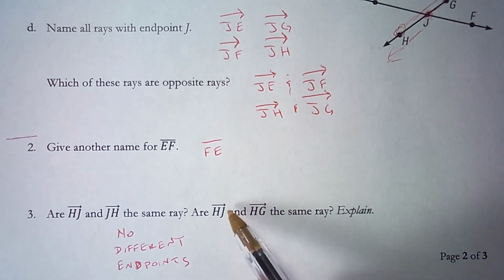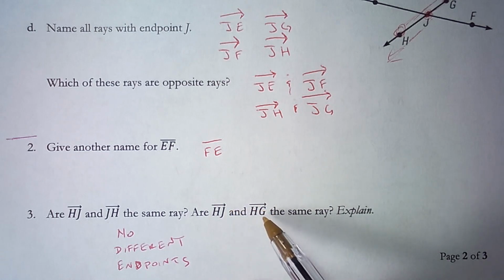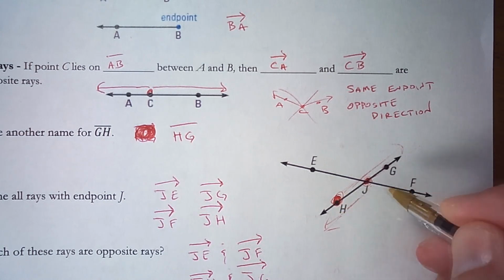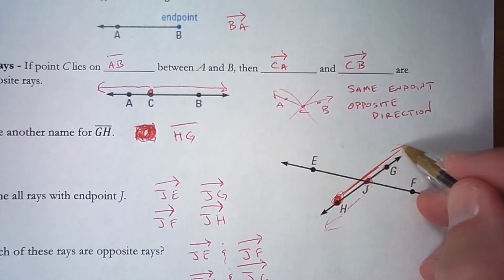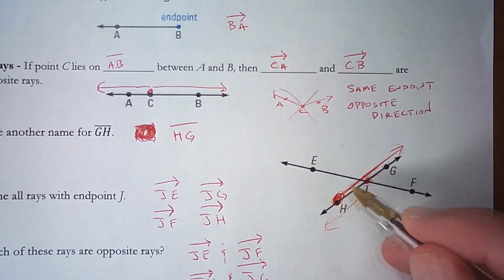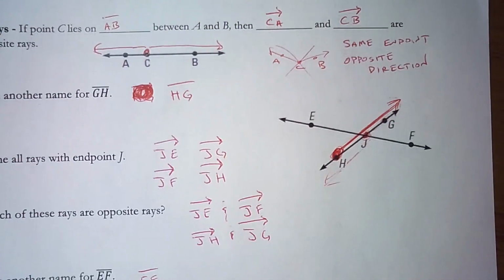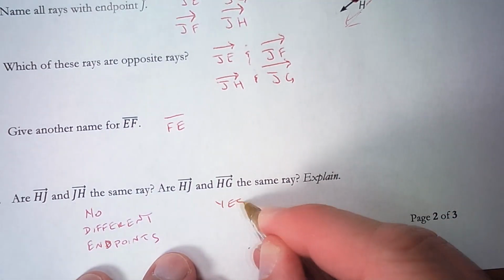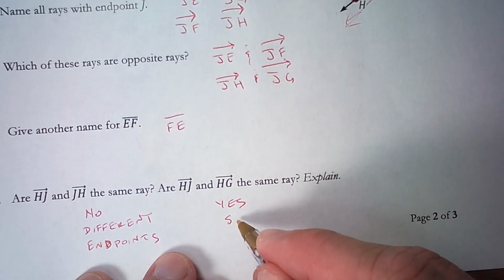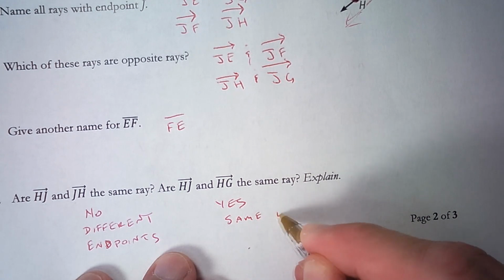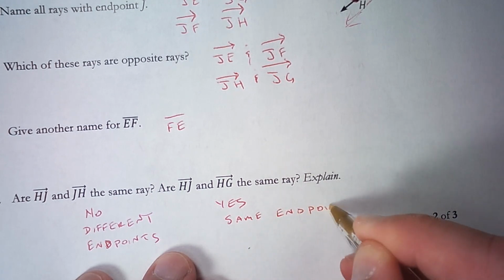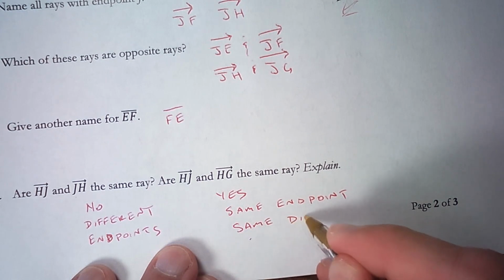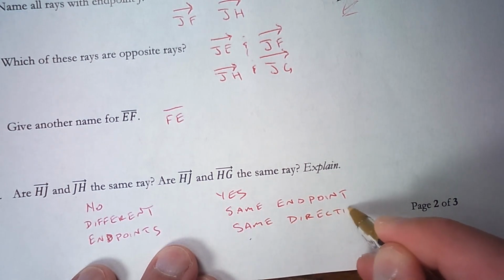How about ray HJ and ray HG? Are they the same ray? Okay, so ray HJ starts here and goes this way forever. Ray HG starts here and goes this way forever. So I would say yes, they are the same ray because they have the same endpoint and they go the same direction. So they are the same ray.